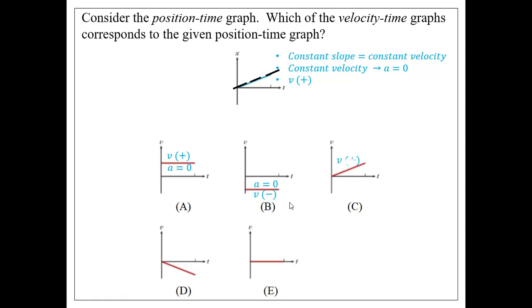Let's look at choice C. All right, choice C, I know the velocity is positive because the whole entire diagonal is above the t-axis. Well, does the slope exist? The answer is yes.